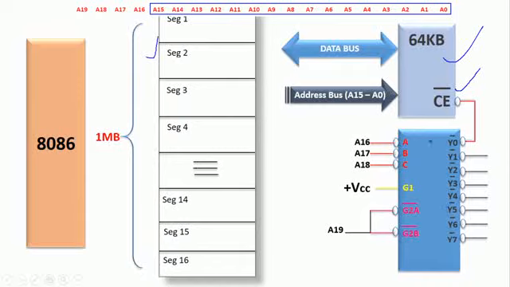You may use the 74LS139 also, which is a 2 to 4 line decoder. But for my convenience, I am taking a 3 to 8 line decoder, which is nothing but the 74LS138. I am going to make use of one of the output lines of the 74LS138 to enable the chip enable signal of my memory device.